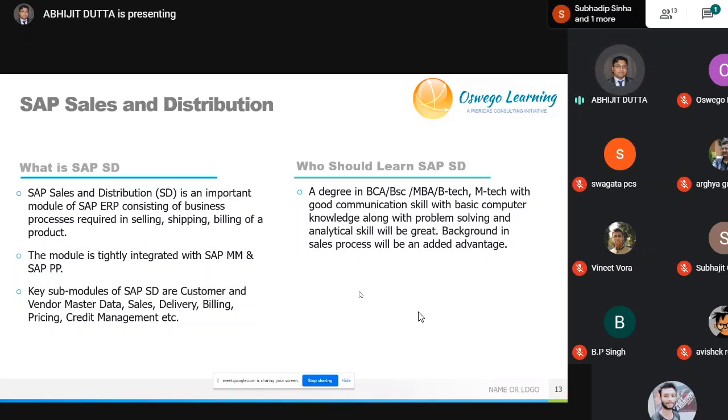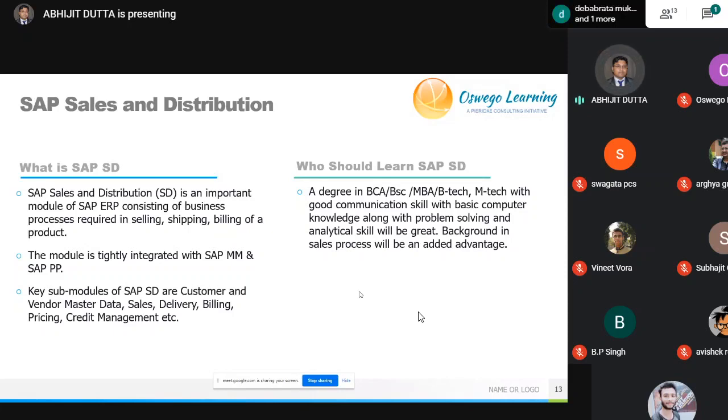A couple of points here: as an SD consultant, you need to know the master data, which is customer master, sales, delivery, billing. Pricing is also an important part, because if your price is not correct, if your tax is not correct, if your custom duty is not correct, no one is happy, because your invoice is actually your revenue. And there is also credit management over there.